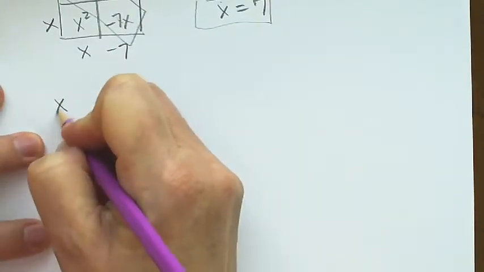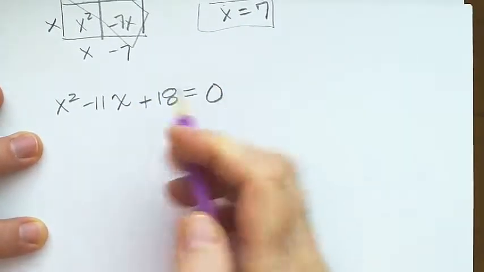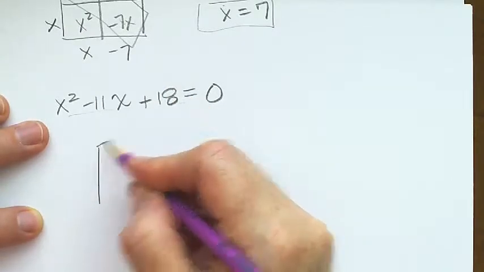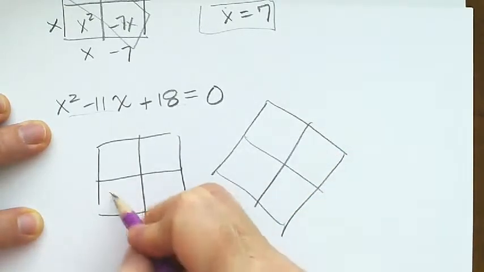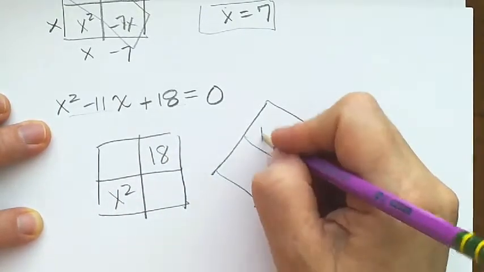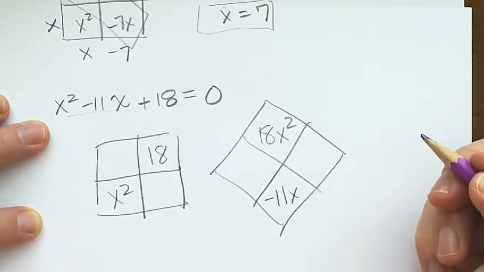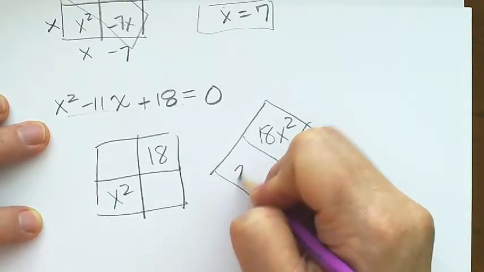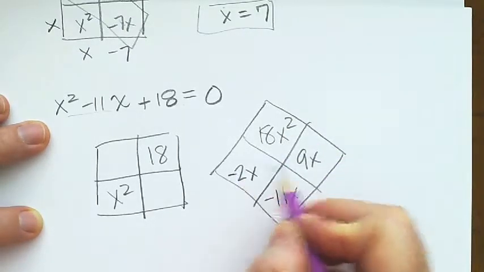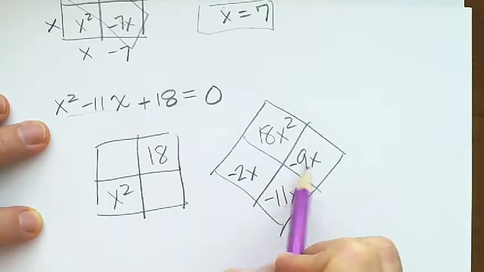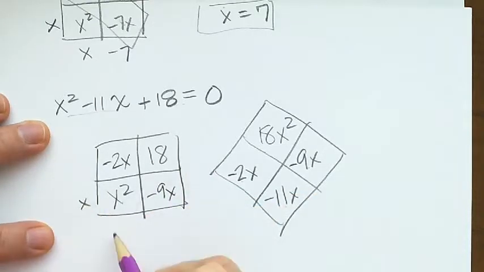The next example is not a perfect square trinomial. So it's good to look for those and save yourself some time. x squared minus 11x plus 18. I'm going to do a quick area diamond. x squared and 18 go in opposite corners, so I'm looking for factors of 18x squared that add up to negative 11x. So that's going to be 2x and 9x. When I multiply them, I get 18. When I add them, if they're both negative, I will get negative 11, and when I multiply them, I'll get positive 18. So this should be pretty routine at this point.